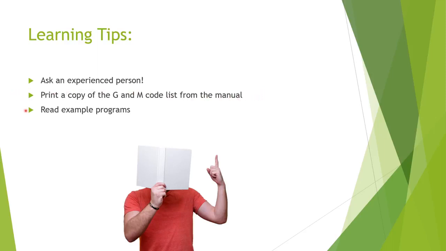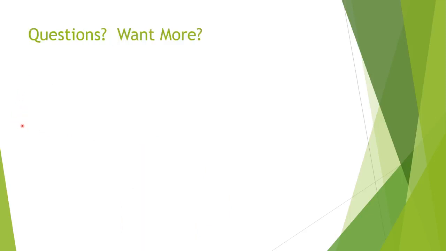Find example programs and read them and try to understand how they work. Lastly, try writing your own programs, starting with short, simple ones at first. Maybe that only move a single axis back and forth a little bit. That's how you start. And that's really all I've got for this introduction.